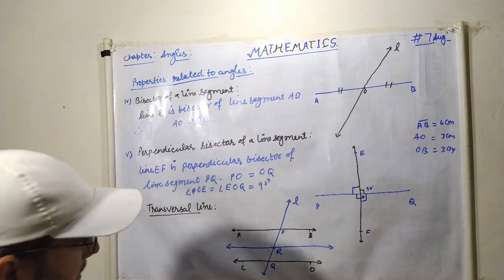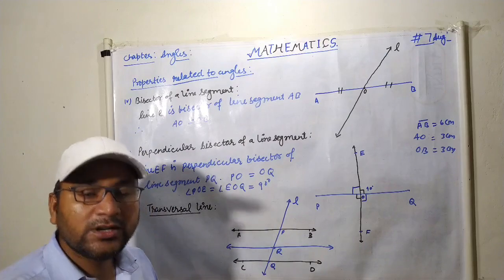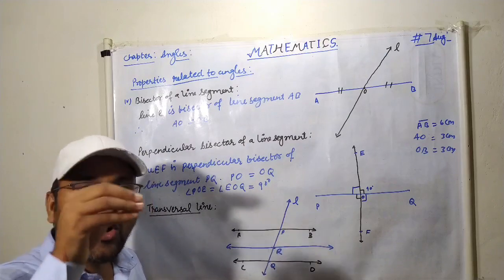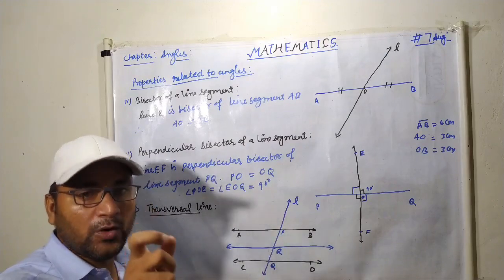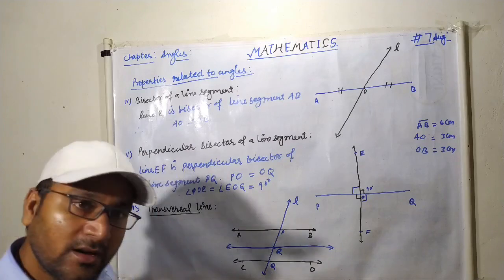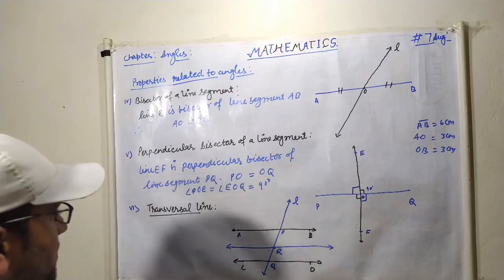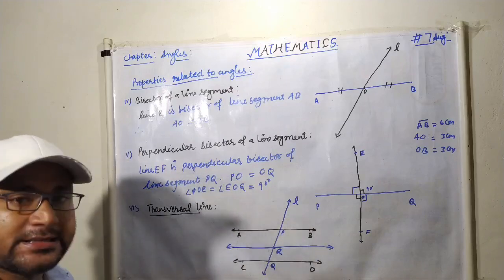Okay, and intersecting lines: two or more than two lines intersect at a common point, at a single point. That is common. Okay, that is known as intersecting lines or concurrent lines. Okay, students, and then after that I'm going to start your exercise.